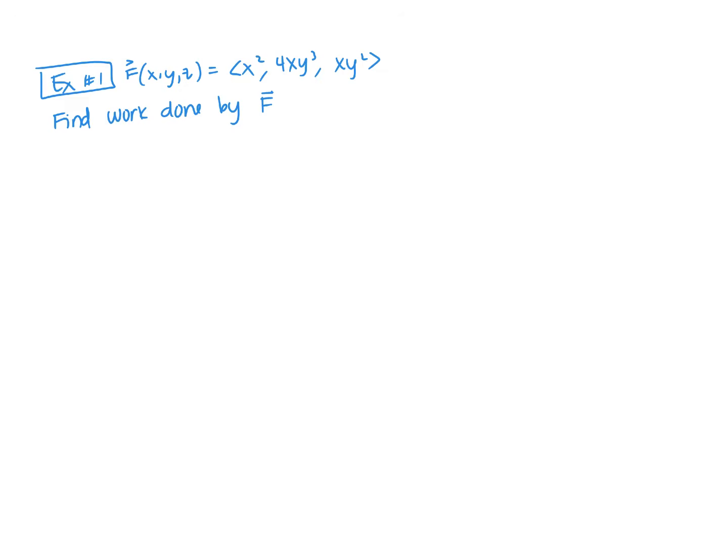Okay, here's our first example. Let's take f of x, y, z to be x squared, 4xy cubed, and xy squared. And we are going to find the work done by F on a particle traversing z equals y as shown.